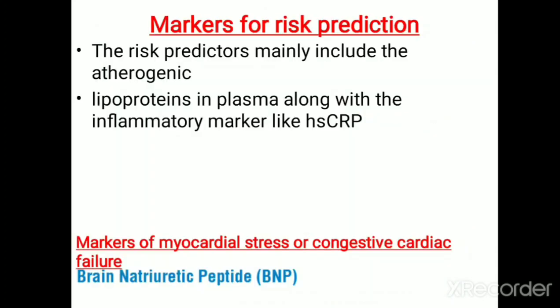And if the question is regarding cardiac biomarkers, then you should write the biomarker for congestive cardiac failure as well as the risk markers. For congestive cardiac failure, the biomarker is brain natriuretic peptide. For the risk markers of cardiac diseases, there are different types. The first one is the lipid profile. Here you should mention the different lipid parameters included in the lipid profile, like total cholesterol level, HDL level, LDL cholesterol level, triglyceride level, and lipoprotein A level. And also you should mention HSCRP, that is high sensitivity C-reactive protein.